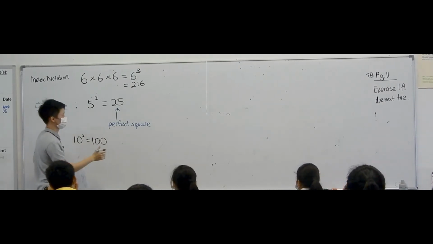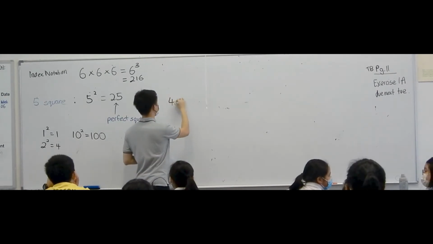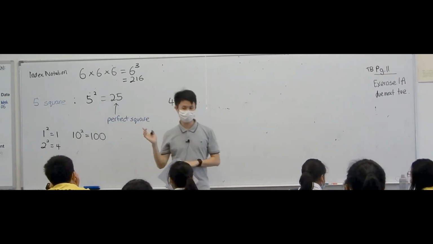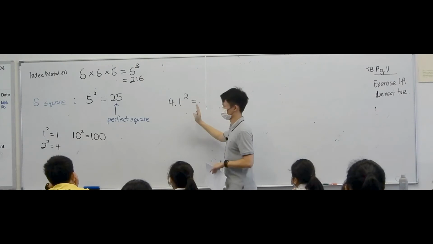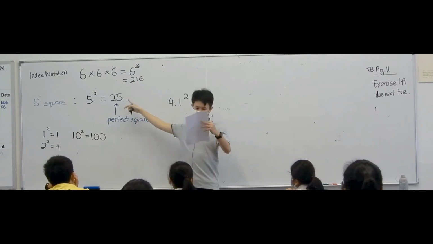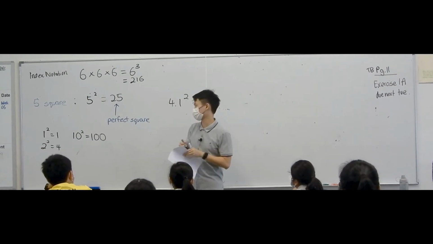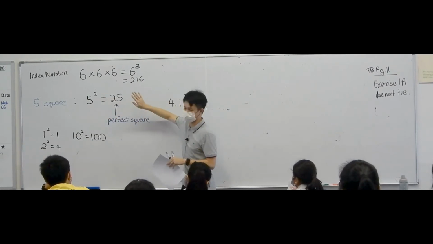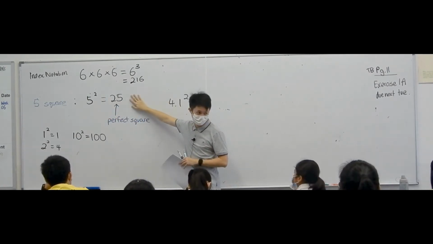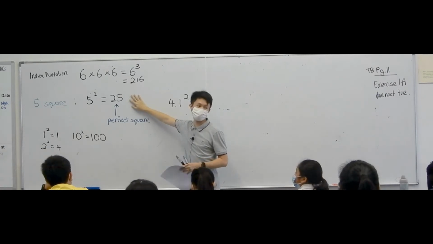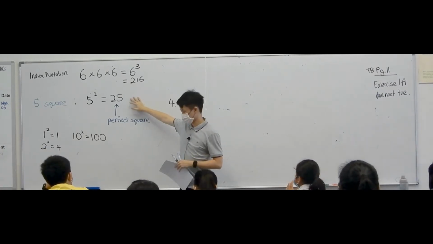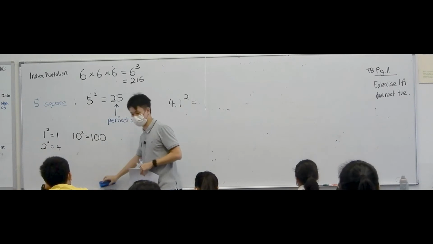Let's say I have 4.1 squared. Is this a perfect square? This is not a perfect square. A perfect square must be a whole number. They are the squares of whole numbers. So this makes this a perfect square. 5.5 is not a perfect square. It must be a whole number. 3.2? 3.2 means 32?